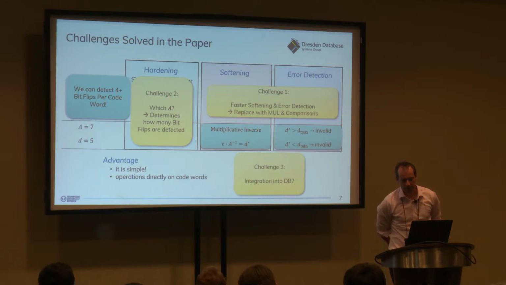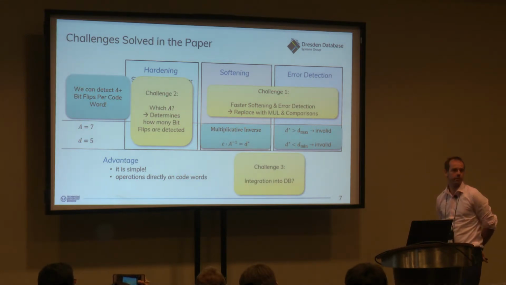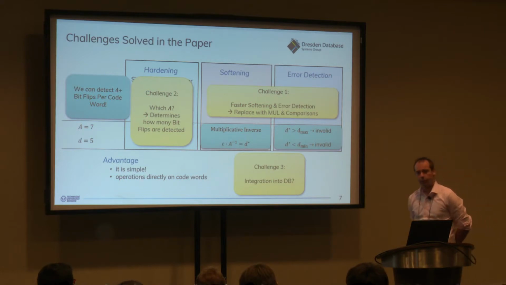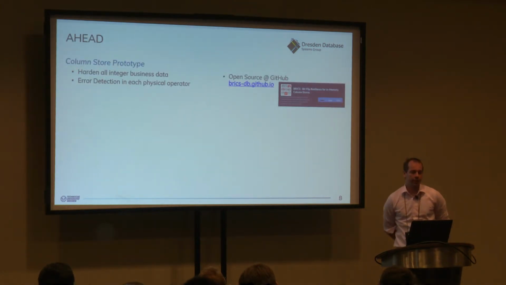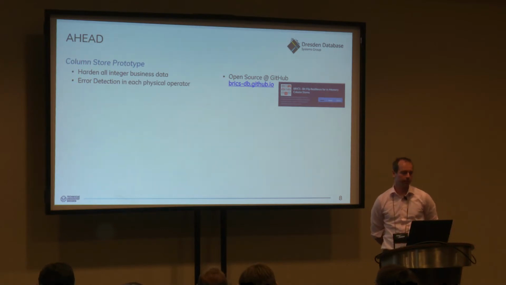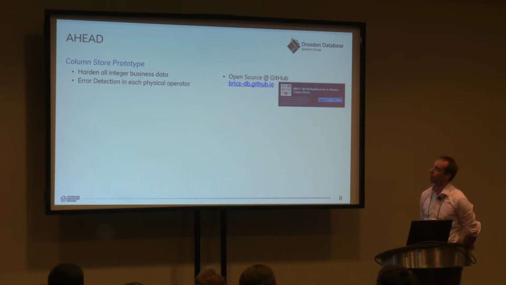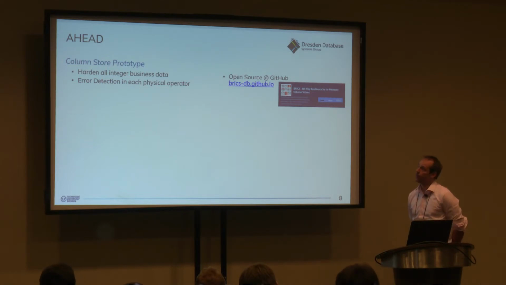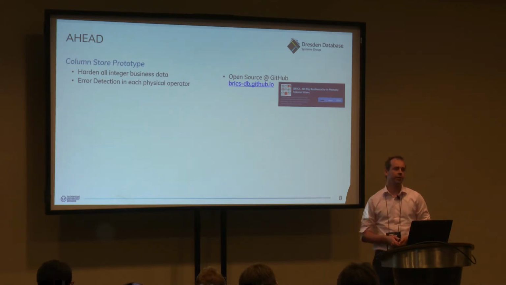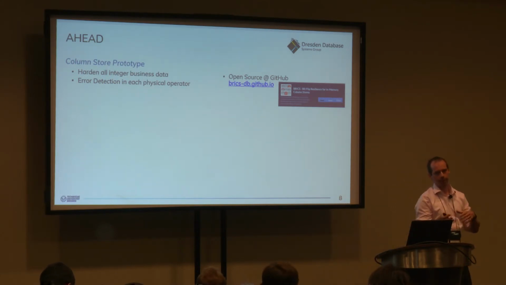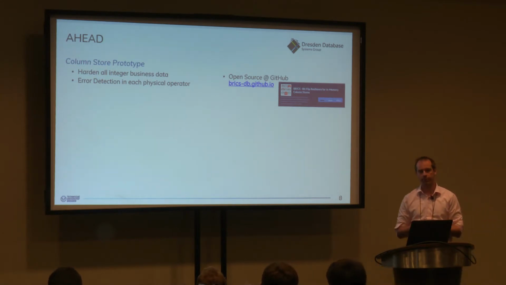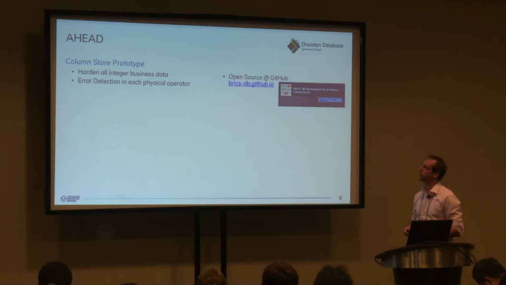And the third challenge we tackle is how to integrate all this into a database then. So you can put all these things into all of the physical operators. For our evaluation, we did the following. We implemented a column store prototype where we actually harden all integer business data, and we do error detection in each physical operator. That means whatever integer value we grab from memory or even from cache, we test that for bit flips. All the source code is open source here. You can download it and test it.